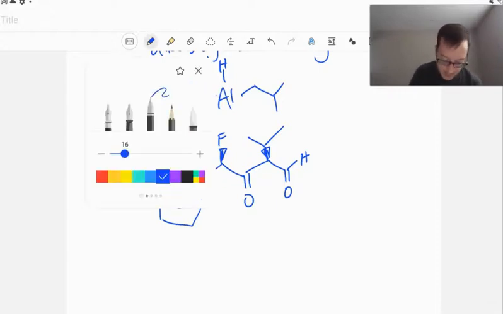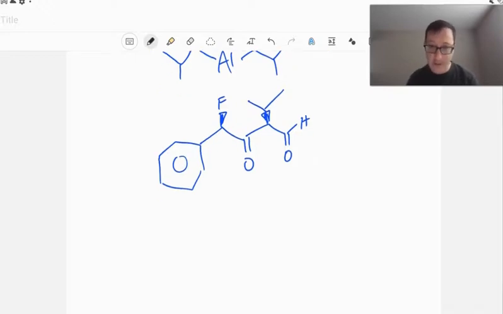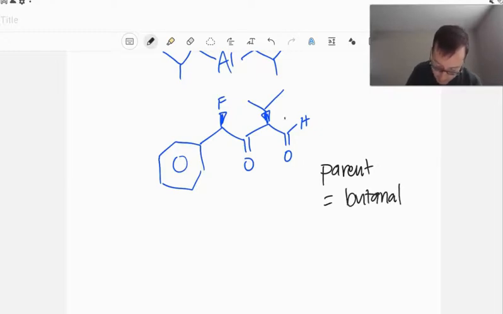Indeed. So this will be best named, I mean, you could name this two ways, right? You could name it as a substituted benzene, but why? That would just be way too much work. But I would say it's probably easier to just name this as a butanal for sure. All right, of course, and we'll go this direction because we have more substituents that way.